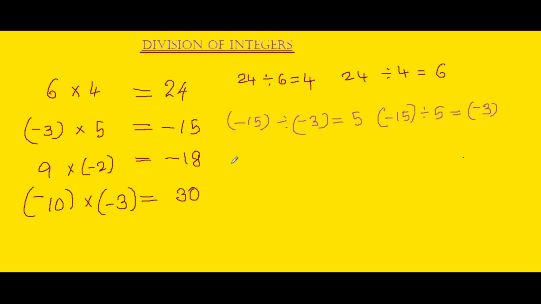We can write for the next one also. 9 times negative 2, it is negative 18. Let's write the division statement. Negative 18 divided by negative 2, it is correct, 9. Negative 18 divided by 9, it is negative 2. Yes, just look at these two statements.